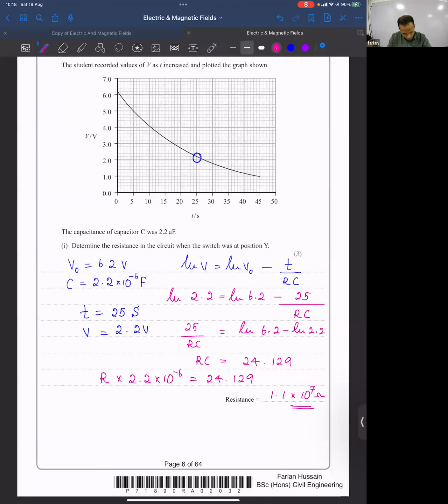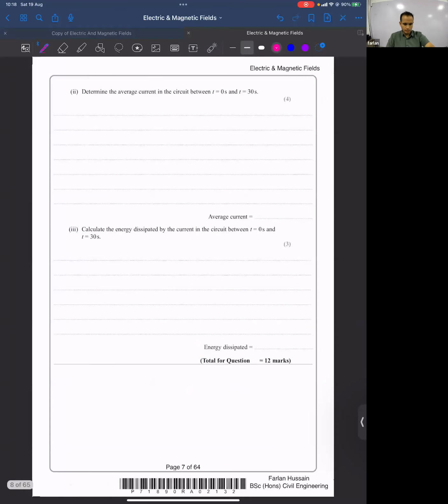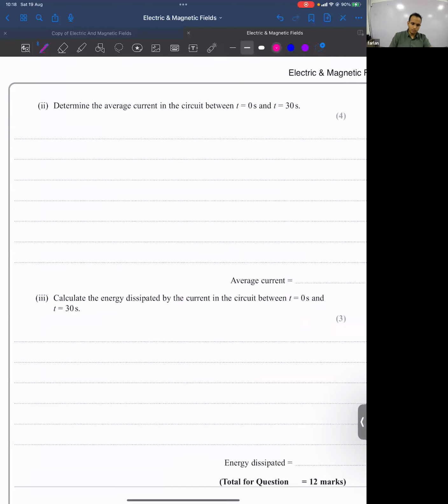This question is from the 2023 January paper. So for part 2, sir, should you take a tangent? Let me check. So guys, 2023 January paper, those who have the mark scheme, you can check the answer. Part 2: determine the average current in the circuit between t equals 0 and t equals 30 seconds. Average current.